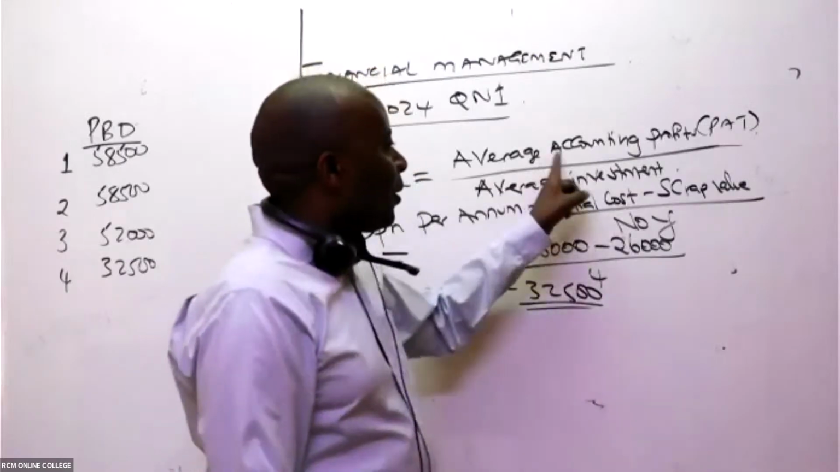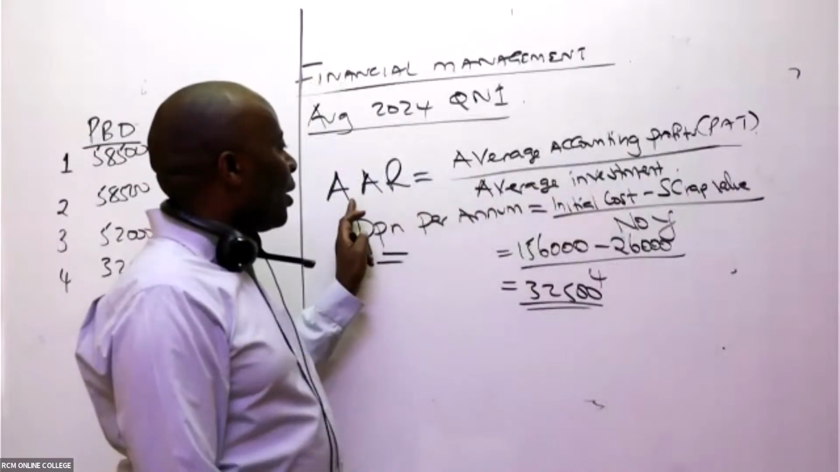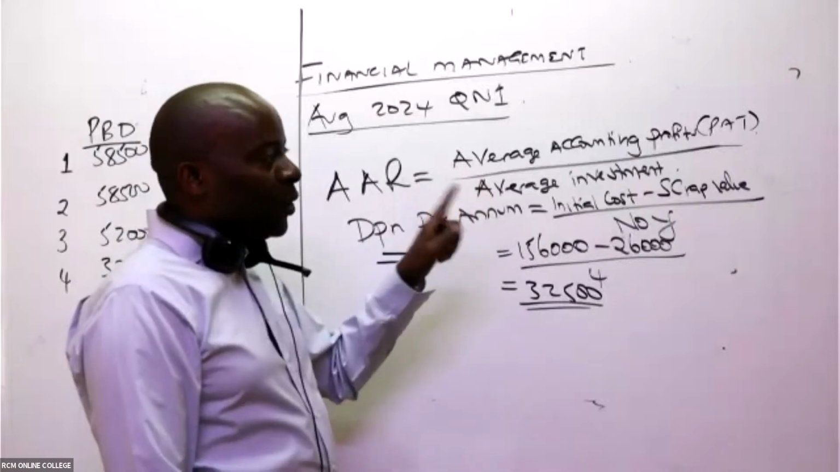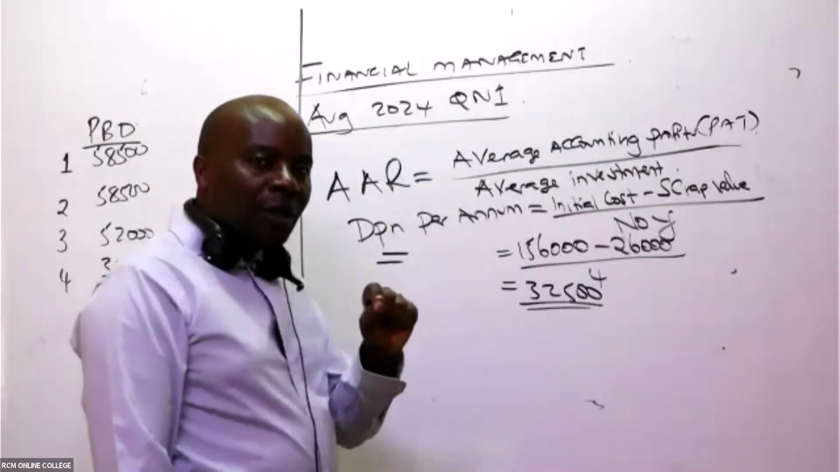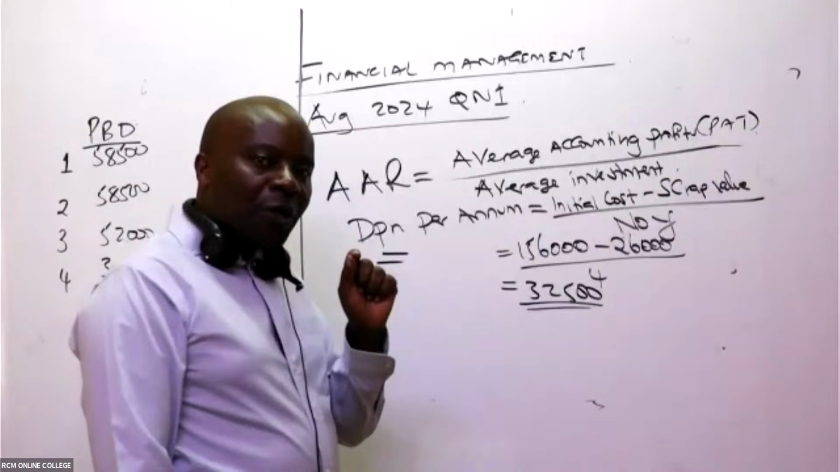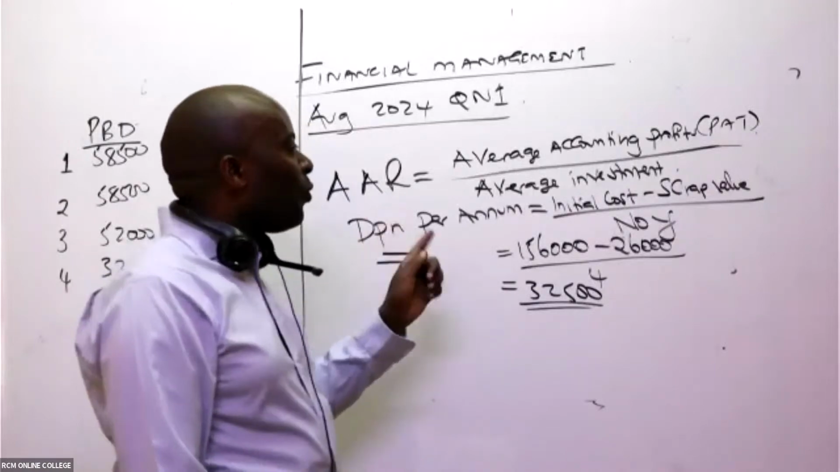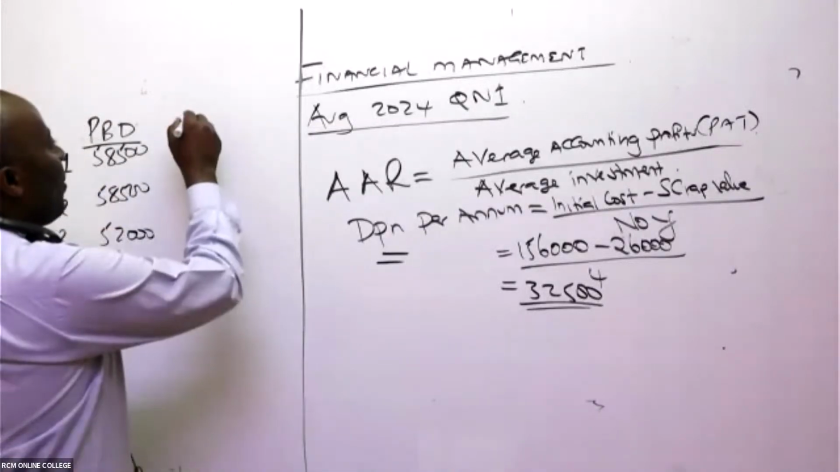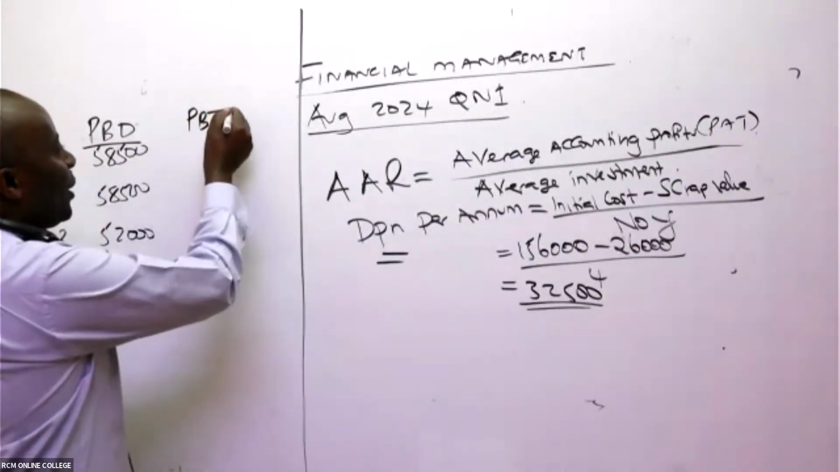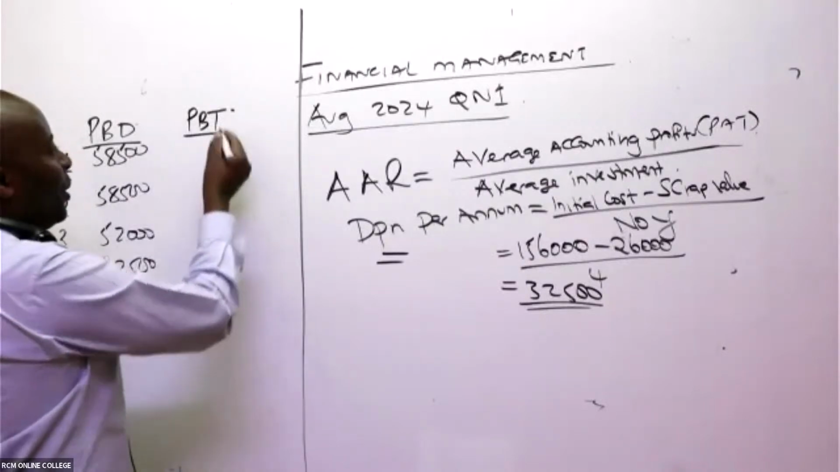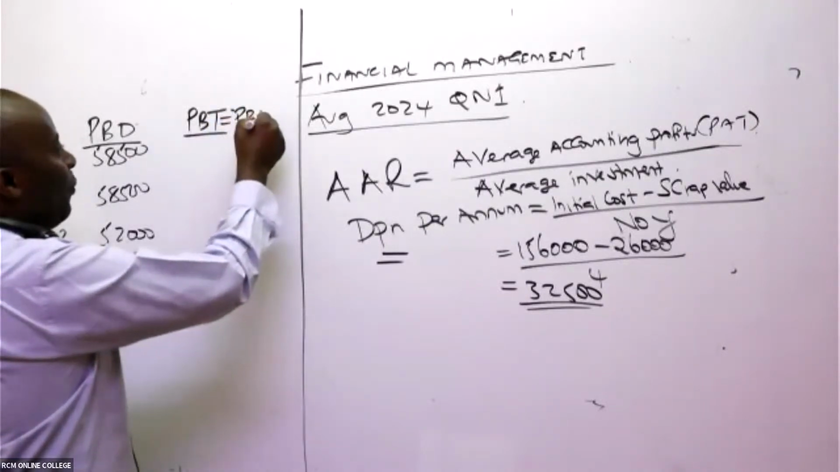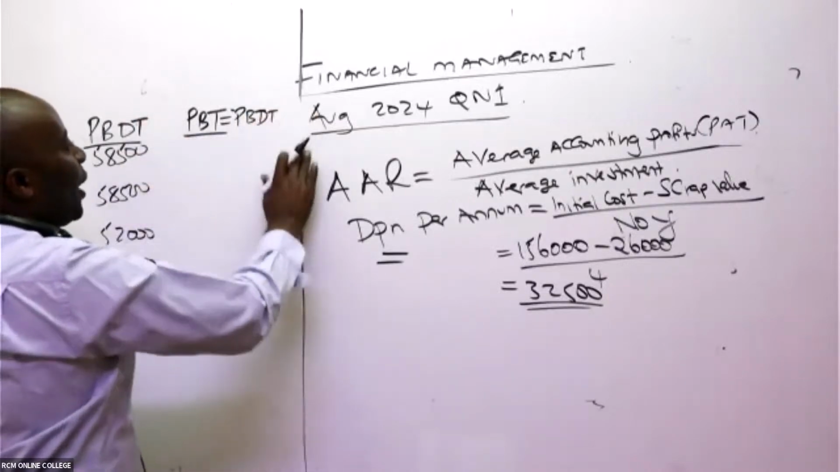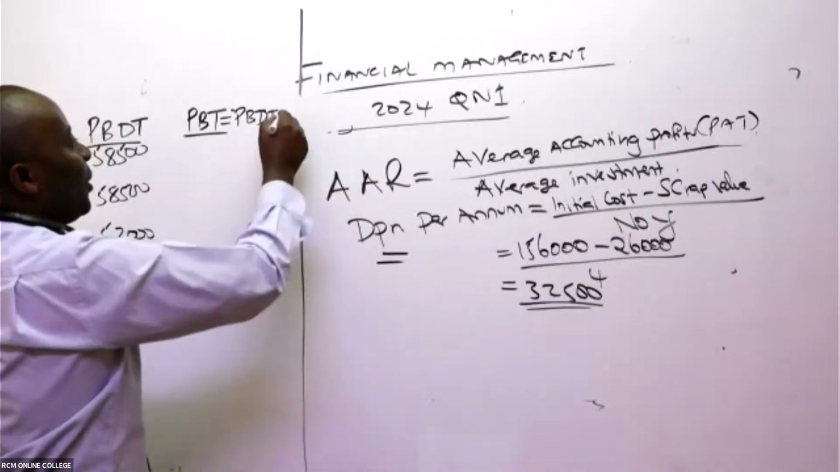To get average accounting returns, we are taking the average accounting profit, which is the profit after tax. So how do we get this profit after tax? Of course, we need, first of all, to knock out depreciation. They give us here the profit before depreciation and tax, and you subtract depreciation.